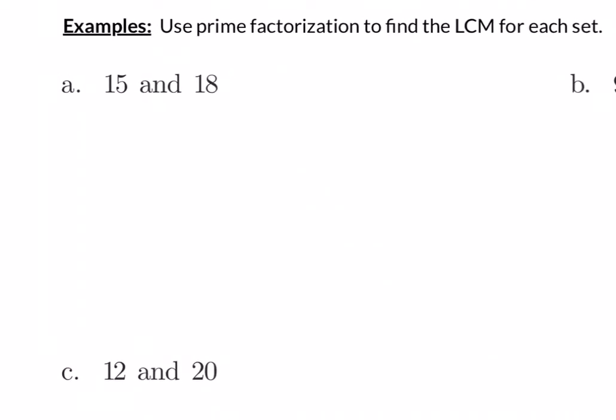All right, if we look at example A, let's go ahead and factor 15. This is 3 times 5. Now 18. This is 2 times 9. And 9 is equal to 3 times 3. So these are the three factors that we want for 18.